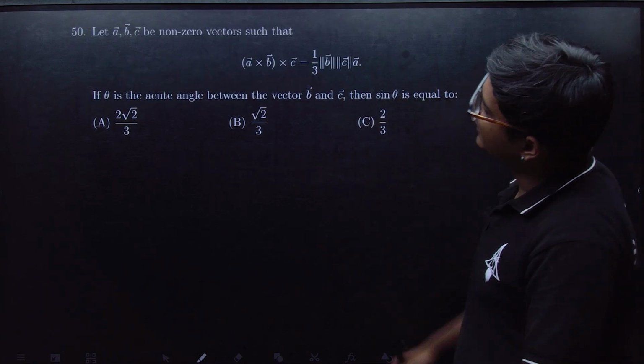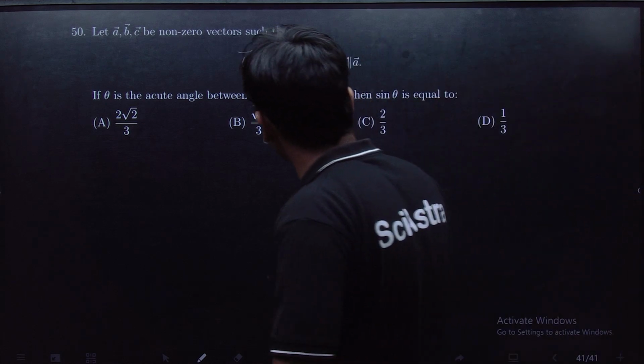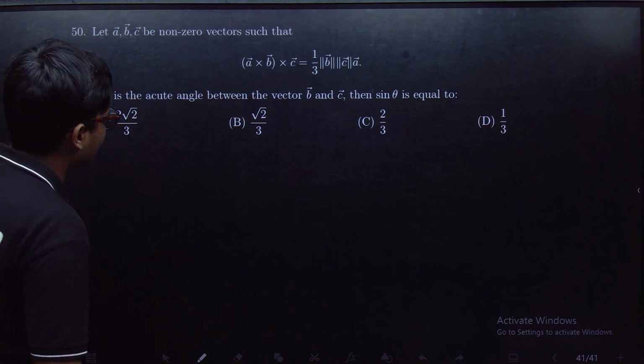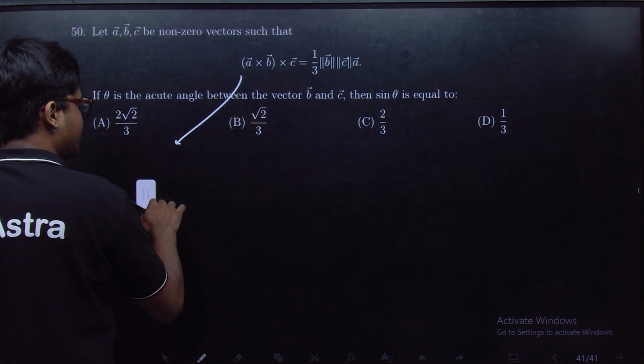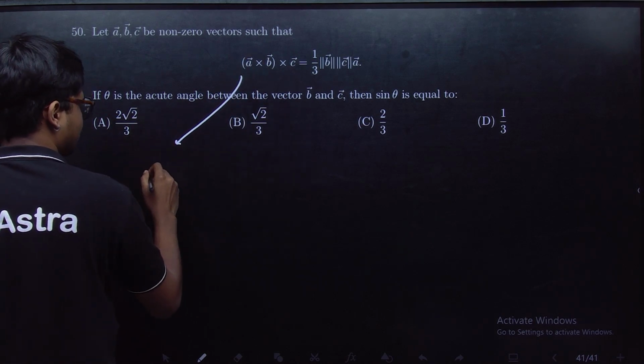Coming to question 50, suppose A, B, C are non-zero vectors such that A cross B cross C, so this vector triple product, is 1 by 3 mod B mod C times A vector. And theta is the acute angle between the vectors B and C, then sin theta is equal to what? First of all, we know that the vector triple product can be written as a linear combination of the two vectors inside the first vector product, right? B and C.